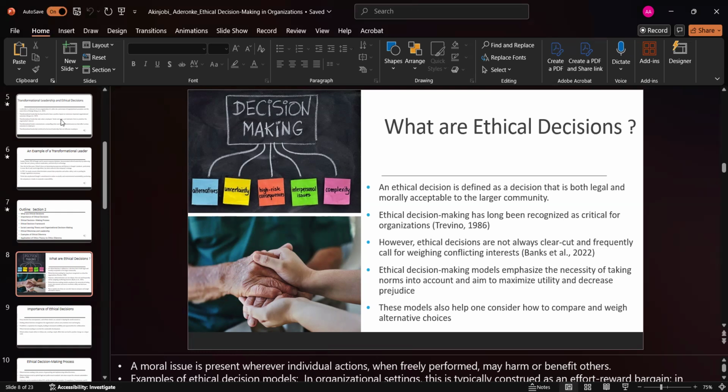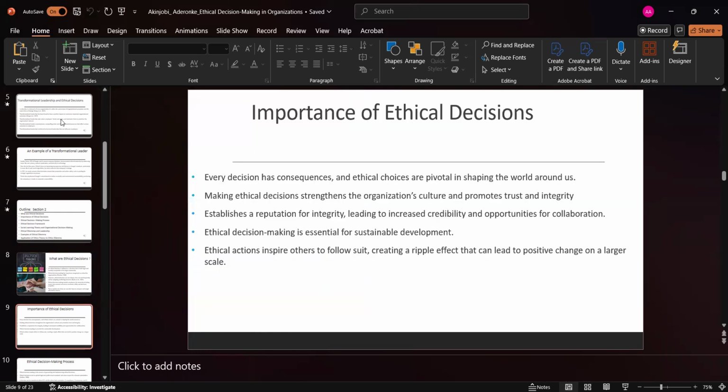Although sometimes ethical decisions are not always clear-cut, and frequently the leader or whoever is making the decision has to weigh several conflicting interests. However, there are ethical decision models that can serve as a guide to leaders or individuals making decisions.